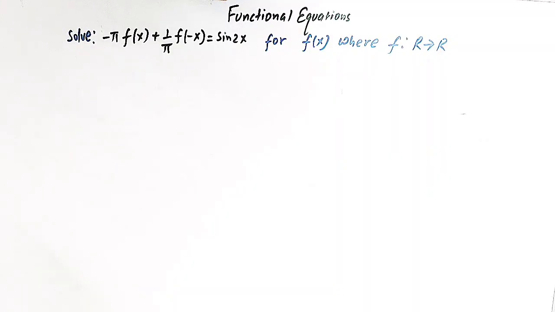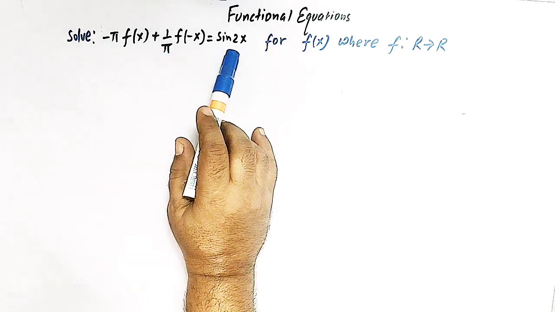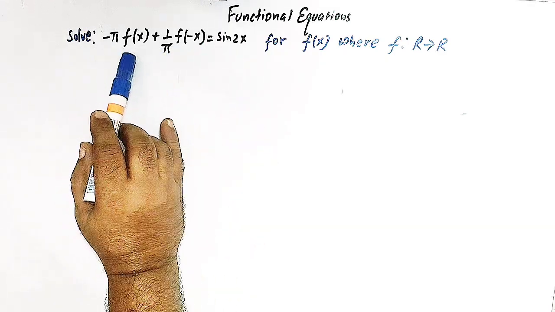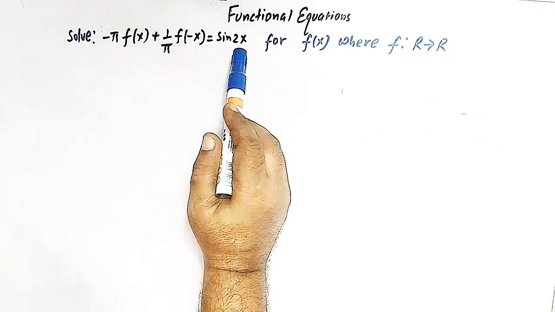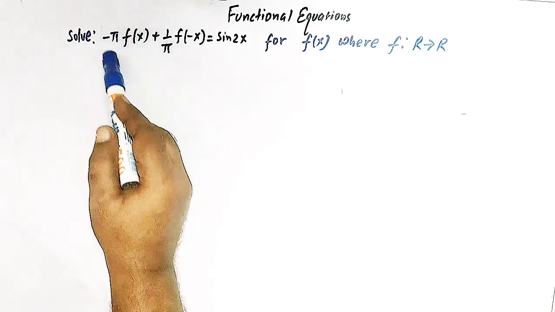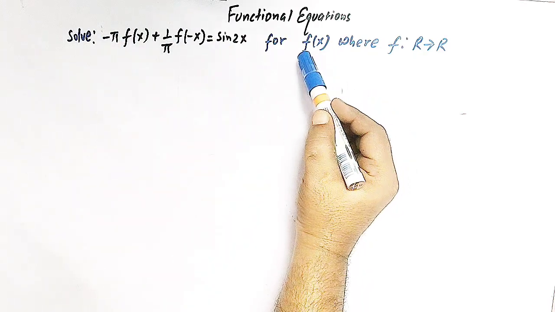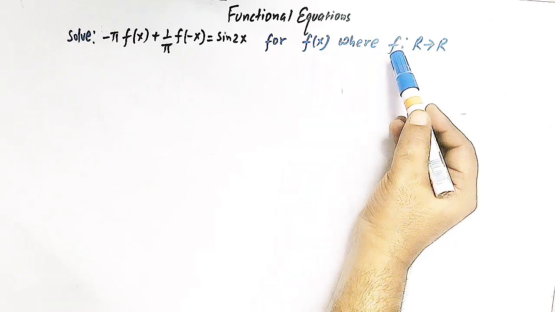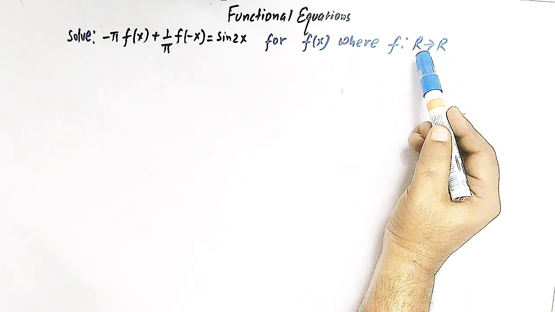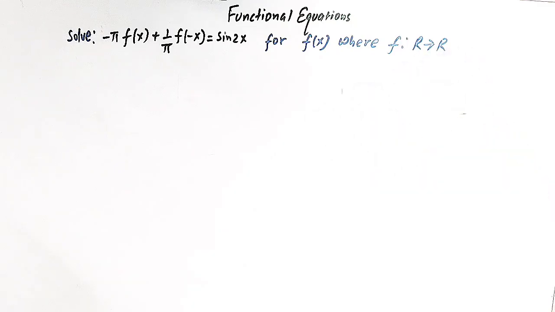Hello viewers, in today's session we are going to discuss another important problem from functional equations. We are going to solve this functional equation where we have minus pi f of x plus 1 over pi f of minus x is equal to sine 2x, and we have to find the function f of x, where the function f is from the set of real numbers to the set of real numbers. So let us start.